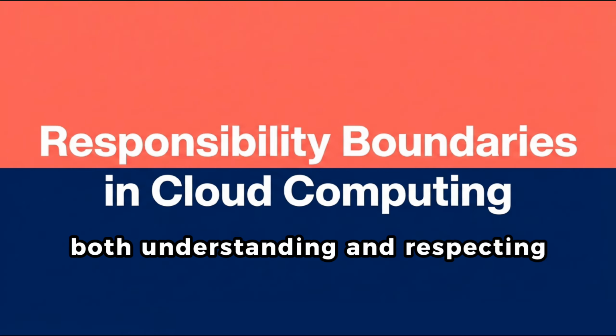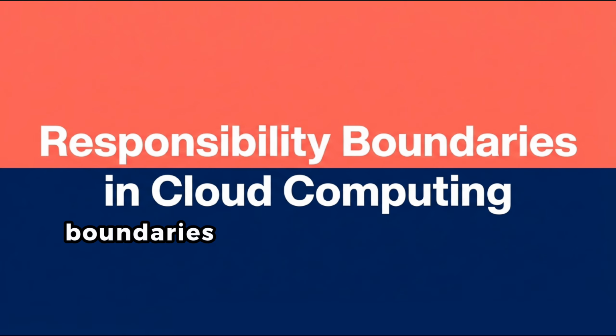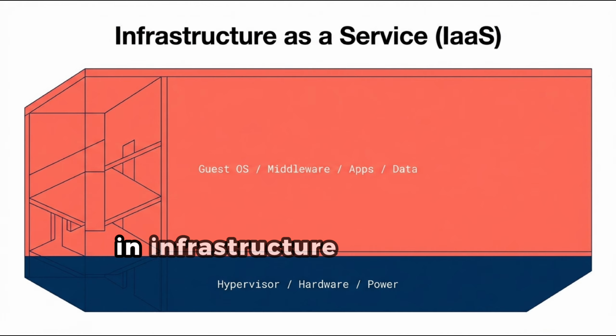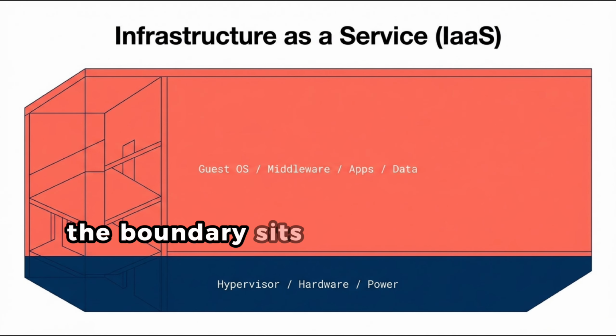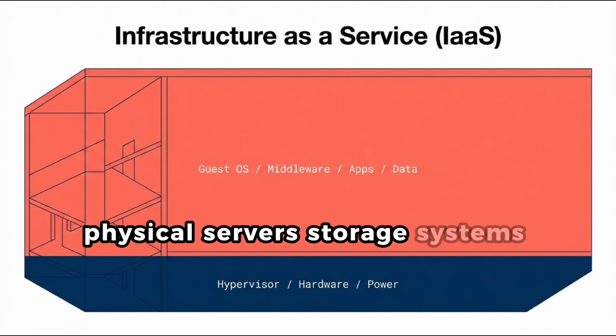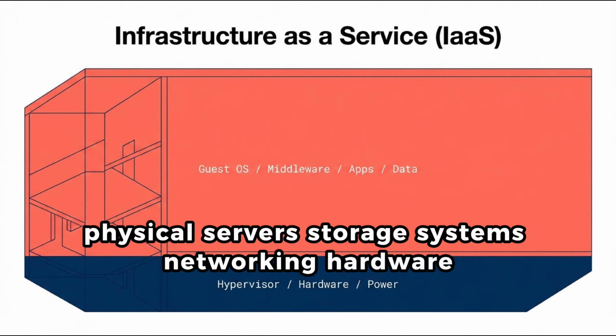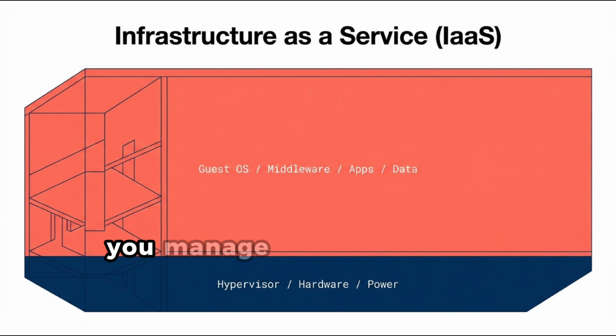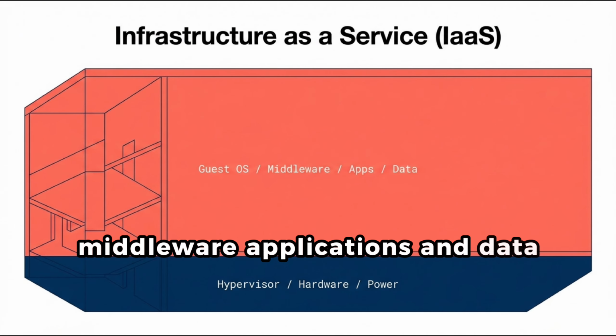The clearest way to understand responsibility boundaries is to look at where they fall in different service models. In infrastructure as a service, the boundary sits at the hypervisor level. The provider manages everything below: physical servers, storage systems, networking hardware, the data center itself, and the virtualization layer. You manage everything above: the guest operating system, middleware, applications, and data.